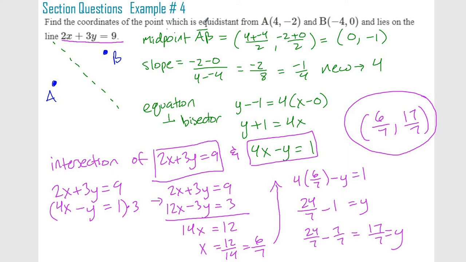Okay, that's the point that's equidistant to A and B, but also on this random line somewhere. Okay, it's not necessarily the midpoint of AB, right? It's not the midpoint of AB. Okay, hopefully that makes sense. If not, ask me in class. Happy to talk about it.